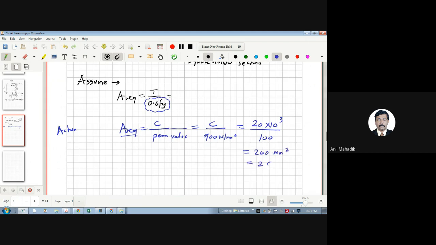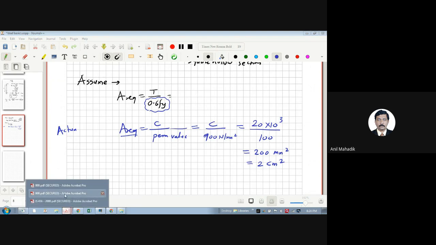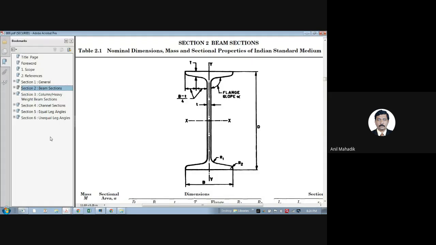In centimeter it will be, right? Here is rough work. This is only rough work. So I should have area somewhere near 2 cm square. Getting? Yes. So let's choose a section with area 2 cm square.